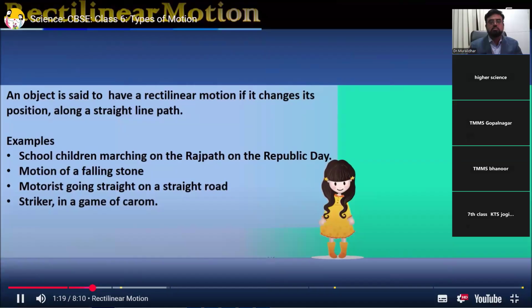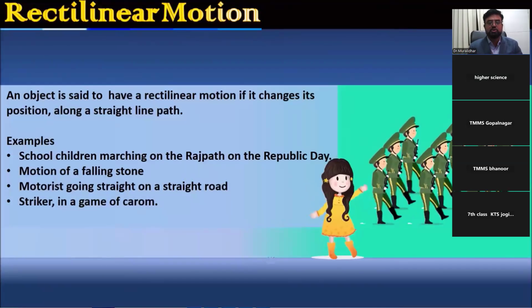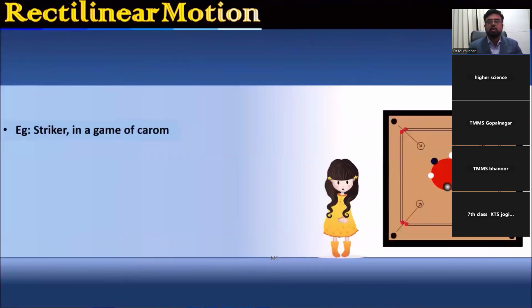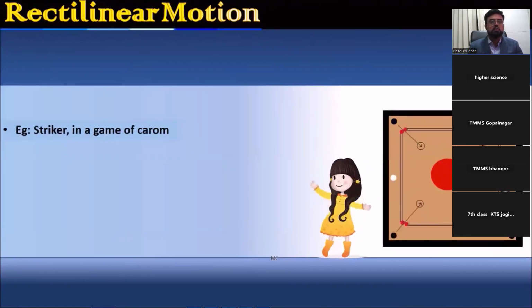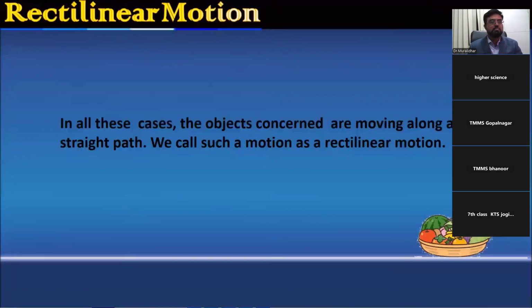See these examples. School children marching on the Rajpath on the Republic Day. Motion of a falling stone. A motorist going straight on a straight road. Motion of a striker in a game of carom. In all these cases, the objects concerned are moving along a straight path. We call such a motion the rectilinear motion.